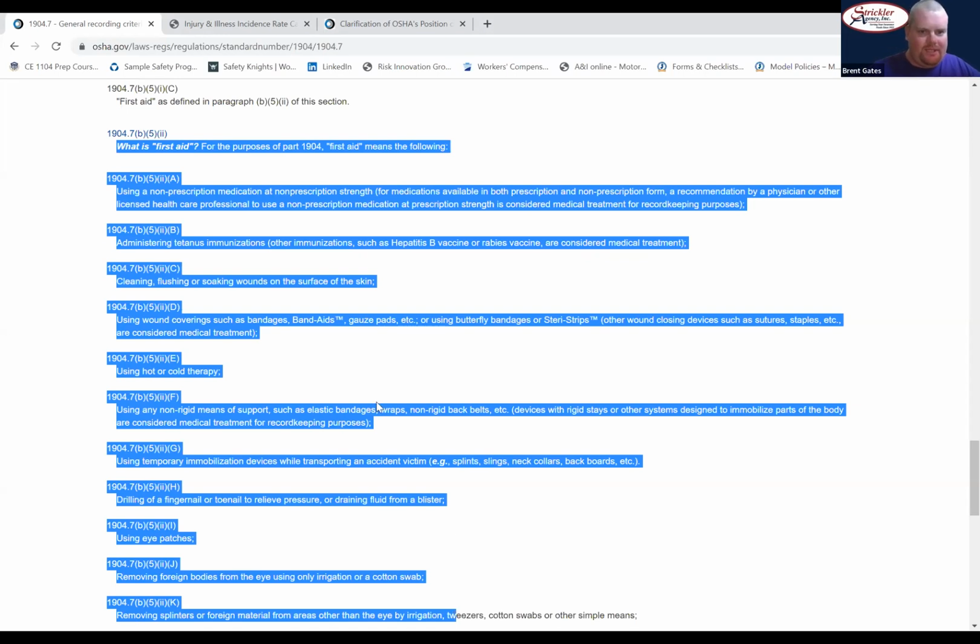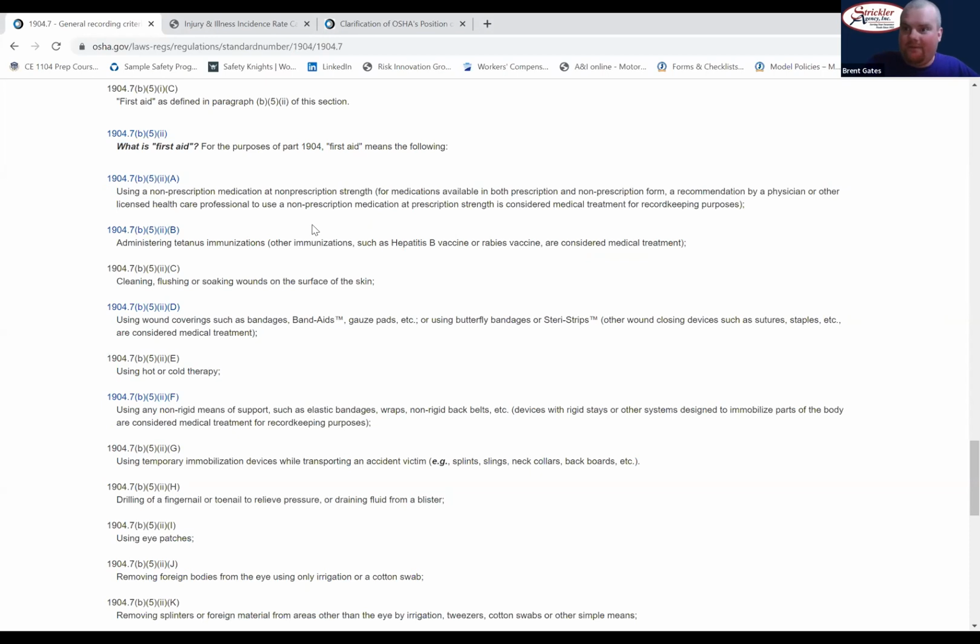So first aid would be using non-prescription medication at non-prescription strength. So if I need to take Advil for some back pain, obviously that would be a first aid situation. Tetanus immunizations or any other sort of immunizations, like a hepatitis B vaccination if you have an exposure to bloodborne pathogens, again, that would be considered first aid. Cleaning, flushing, soaking wounds, using wound coverings, butterfly bandages, things of that nature. As soon as we pierce the skin and start using stitches, we now have an OSHA recordable.